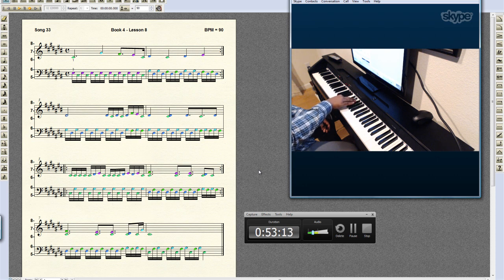1, 2, 3, 4, 5, series? 6. Yeah, count it series. 1, 2, 3, 4, 5, 6. 1, 2, 3, 4. 1, 2, 3, 1, 2, 1. 1, 2, 3, 4, 5, 6. 1, 2, 3, 4. 1, 2, 3.